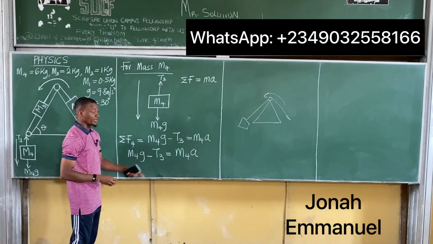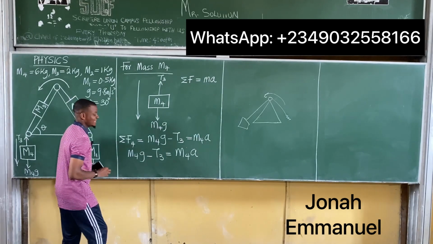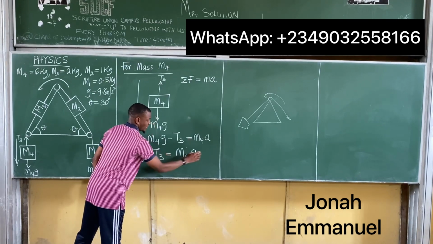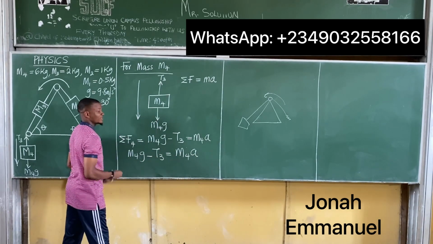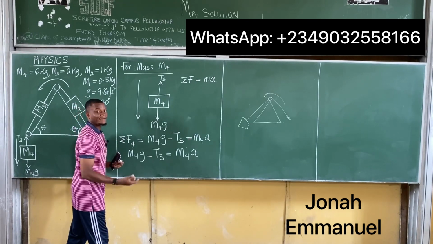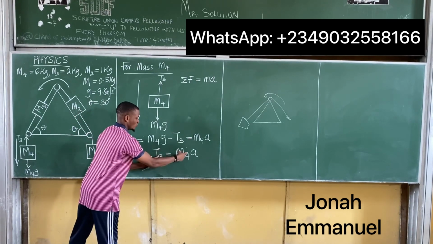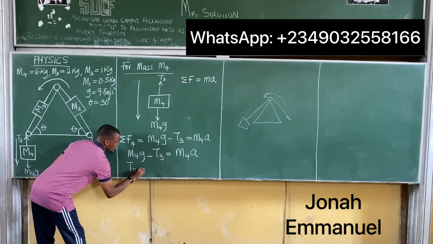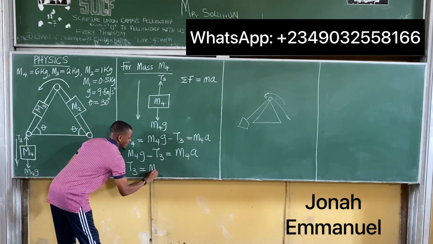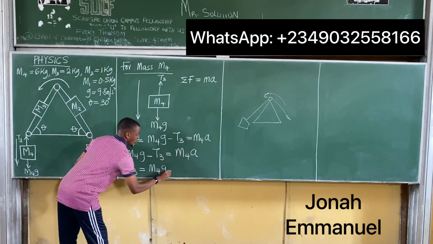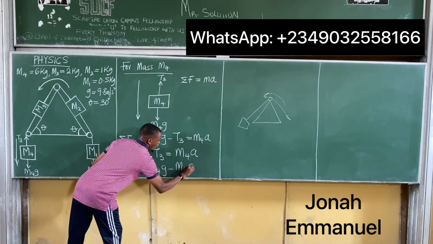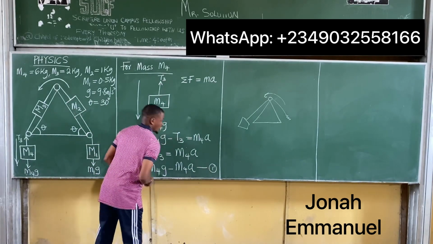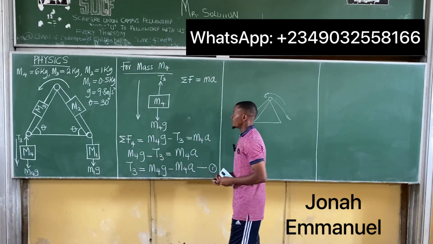Perhaps we could make T3 subject of the formula. It's as easy as if I move minus T3 over here, it becomes positive T3. This one is positive; move it over here, it becomes negative. In a simplified form, we can say just swap these two. So hence I have that T3 is equal to M4G, and this one comes and becomes minus M4A. This is mathematically correct. Call this your first equation. All right, so we are done analyzing for mass M4.